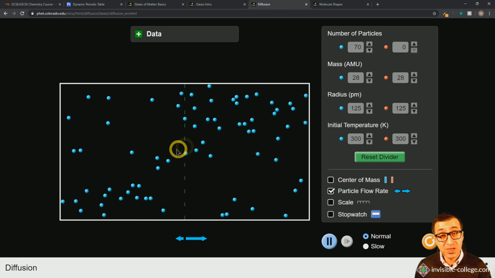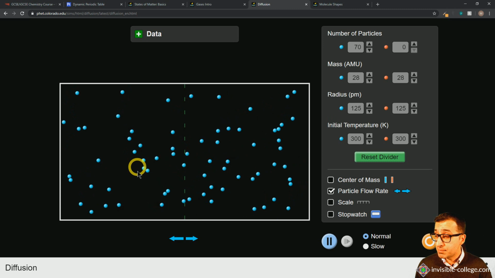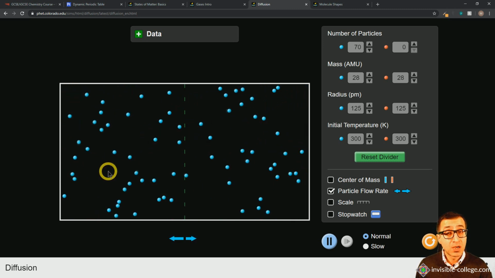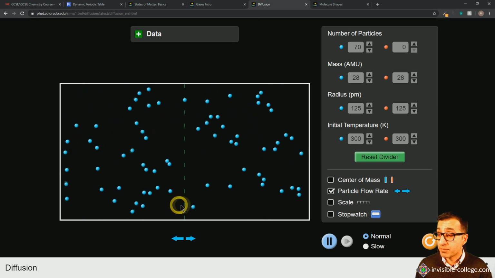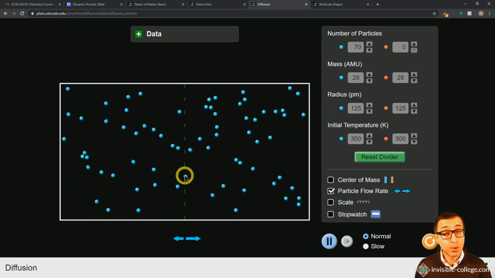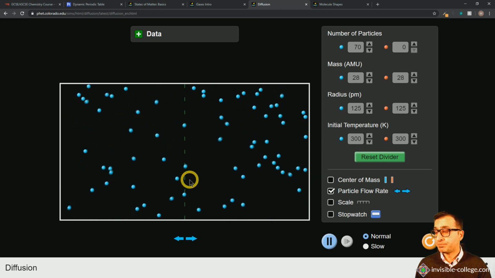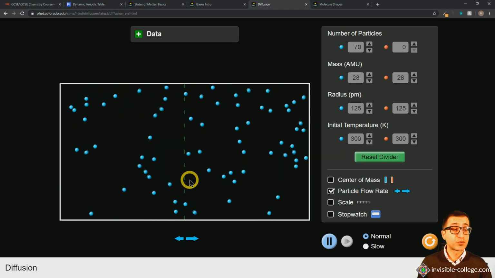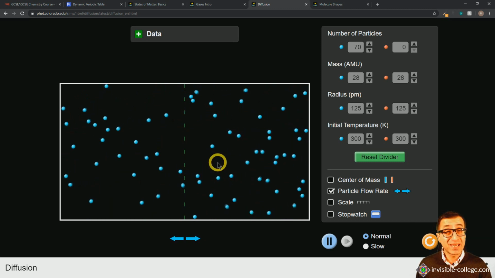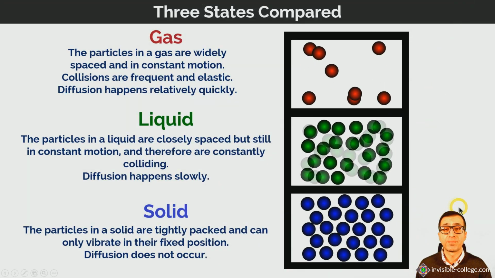Now, if we compare diffusion in a gas to diffusion in a liquid, in a gas it happens more rapidly simply because of the more rapid movement of particles and the fact that they have more kinetic energy with which to overcome the forces of attraction between them. So the phenomenon of diffusion happens in both liquids and gases because in liquids and gases, the particles are able to move translationally in straight lines, whereas in a solid the particles are only able to vibrate, and therefore diffusion doesn't happen in solids.